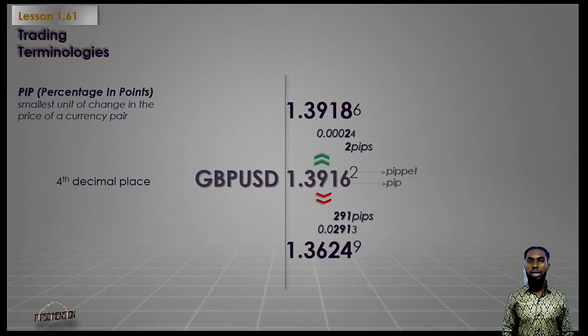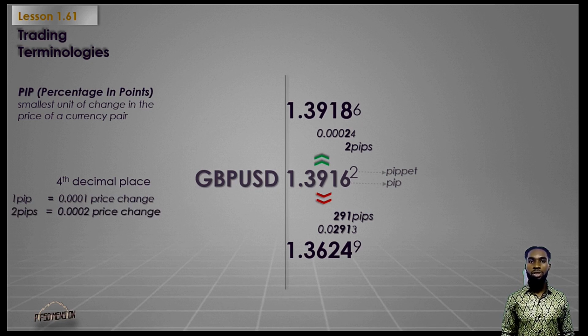In this instance, a trader who made a short trade will make the 291 pips as profit, but a trader who made a buy trade will make the 291 pips as loss. In a nutshell, 1 pip represents 0.0001 change in the price of a currency pair. 2 pips represents 0.0002 change in the price of a currency pair. 34 pips represents 0.0034 change in the price of a currency pair.